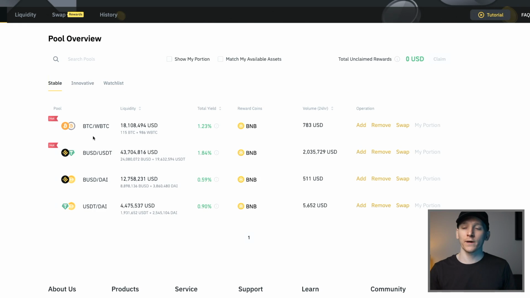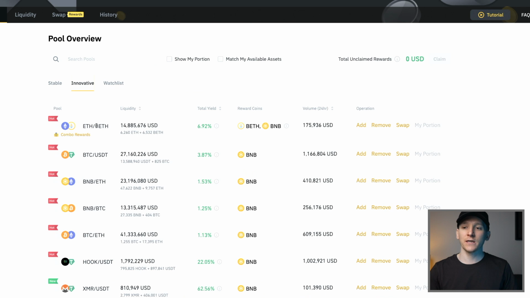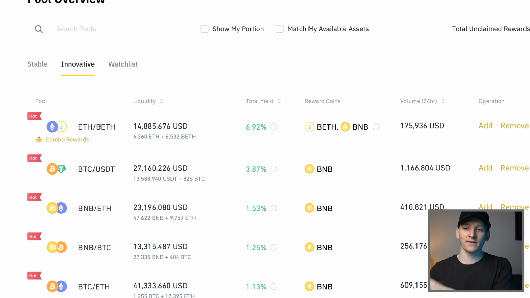It is very simple. We're going to choose a pair. I'm actually going to choose the ETH BETH pair because this is a very popular pair to add into a liquidity pool. If you've ever seen staked ETH liquidity pairs on something like Curve Finance, you will see a lot of people doing this. And this is essentially Binance's version on their centralized exchange where they have ETH and then the staked version of ETH, which is their version called BETH.